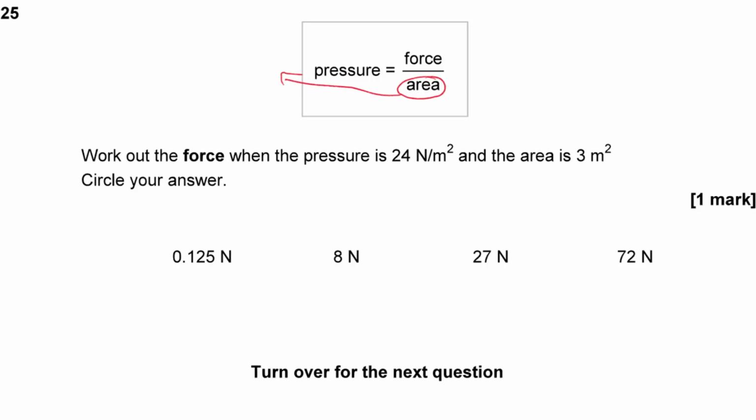If we move it up there, we should be able to see that force is equal to area times pressure. Okay, so we know that the pressure was 24 and the area is 3. So 3 times 24, that's 72. So the force is going to be 72 newtons. It's that one there.